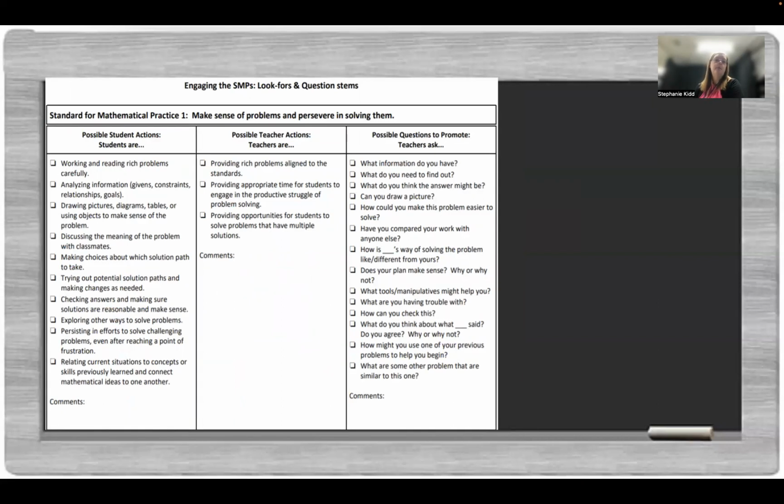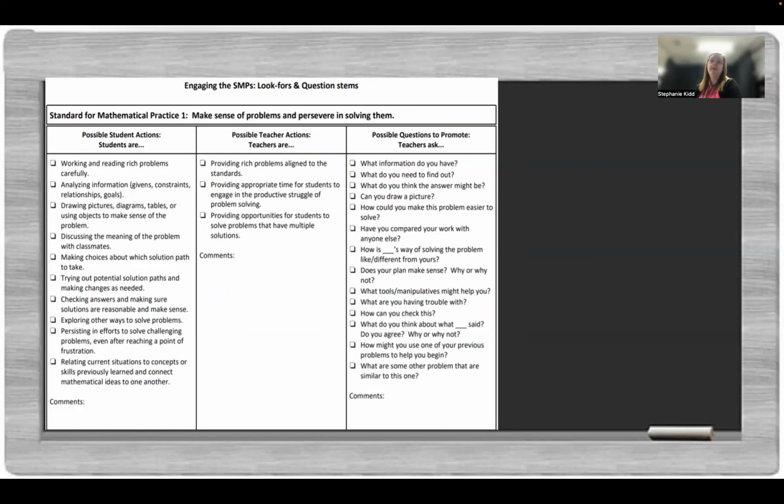And it's the possible student actions that you'll see when they're doing this practice, which is make sense of a problem and persevere in solving them. And you'll see all the possible actions that we will have there. We will also see possible actions the teacher should be doing. So we're going to be providing rich problems and aligning to the standards. We are going to make sure we have appropriate time for students to engage in productive struggle.